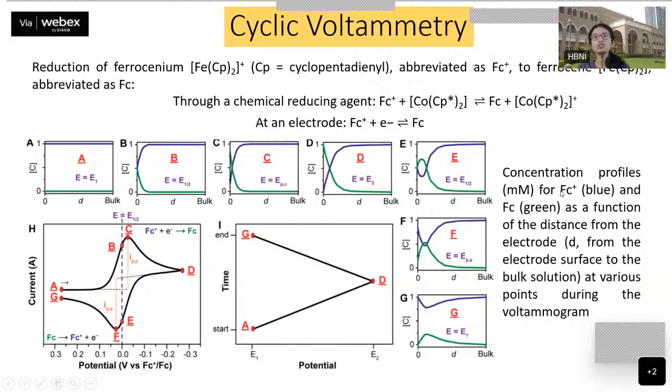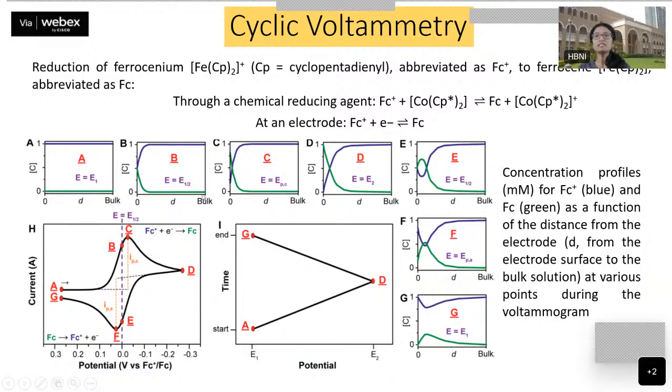So the concentration profiles for Fc+ are given in blue, as you can see, and that of Fc, the ferrocene, is in green. At the starting point A, you have mostly Fc+, the ferrocenium ion, so the concentration is highest, whereas you have zero concentration of Fc. But as you move to point B, there is a buildup of the concentration of ferrocene, whereas there is a decrease in the concentration of the ferrocenium.